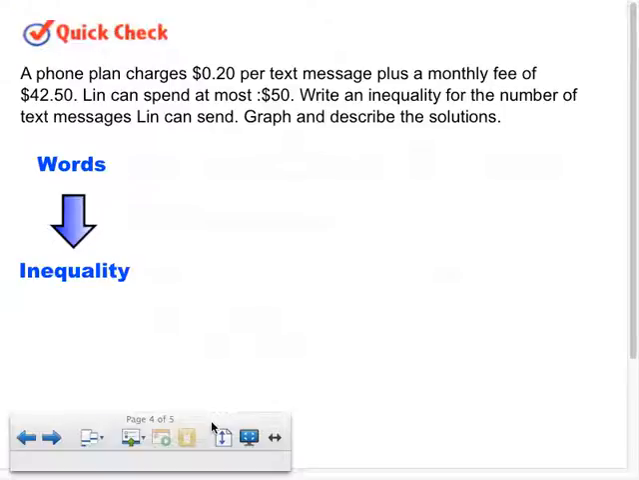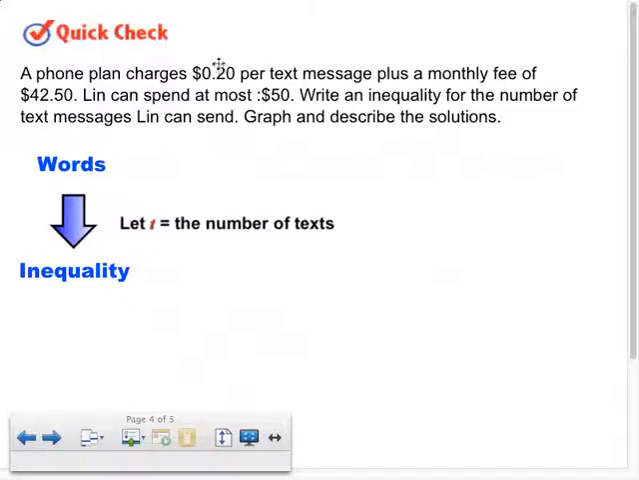Okay, so who can walk me through this? It's very similar to the last problem. Jaden, go ahead. Walk me through this. What did you use here, variable, first of all? T, and that represents what? Text. How many text messages? Okay. So walk me through. What do you think, pulling from the word phrases up here? What do we have? So we have 20 cents, which is per text message.